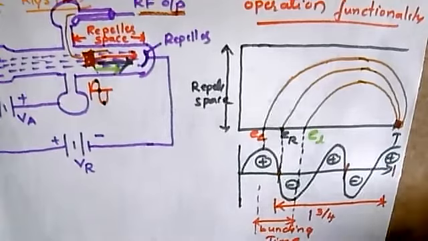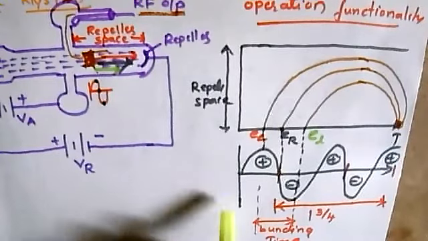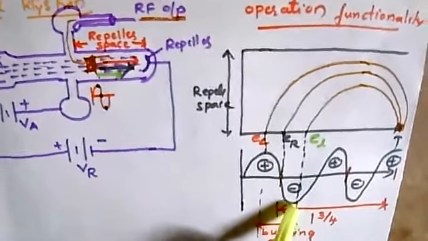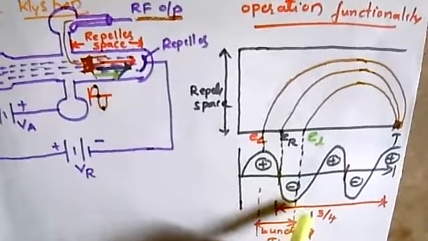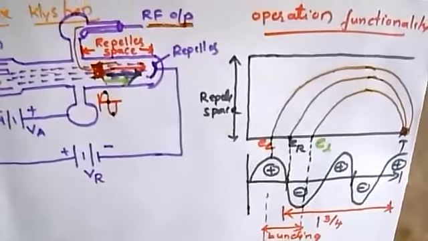So this is a very simple operational functionality of reflex klystron. In the next class, we'll see, as I have told, the velocity modulation mathematical analysis that we have to work out, followed by the output and efficiency. By that, we'll be finishing this third unit. It is such a small unit we have.